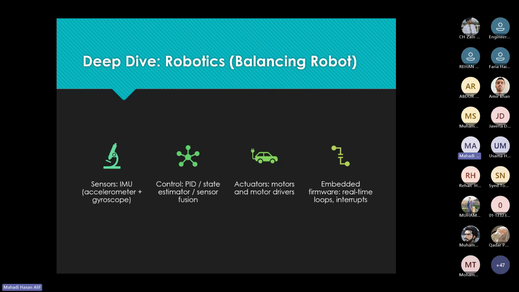And all these three steps are controlled by the embedded firmware and the real-time loops, which means that at every stage, the sensor, the control, and the actuator, which one will work first and which task gets scheduled in what way, are all controlled by the real-time operating system using interrupts, task scheduling and all the other ways. So all these three steps are also part of the embedded firmware.